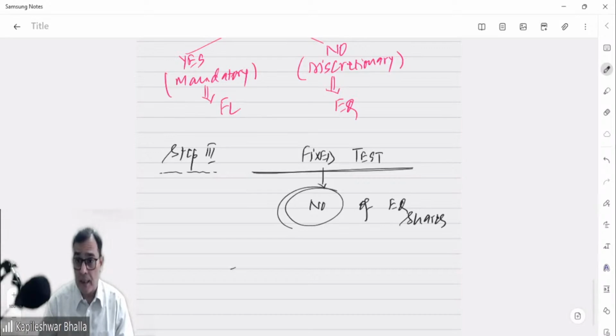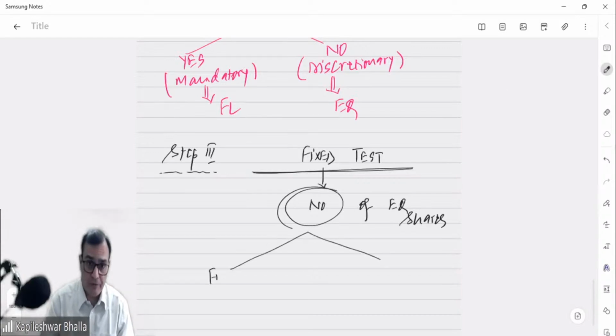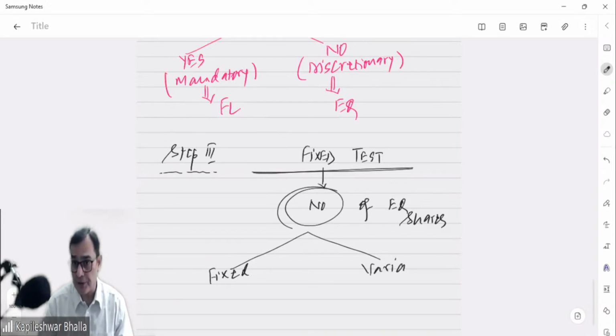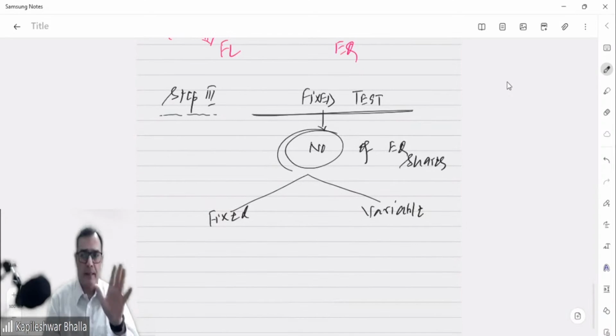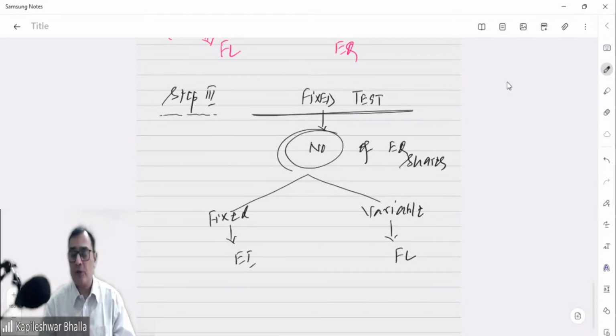So you need to decide, are you going to issue a fixed number of equity shares, or are you going to issue a variable number of equity shares? This step, of course, remains the same as what I gave you in draft one. So if you identify that the number of equity shares to be issued is fixed, then it is supposed to be an equity instrument. And if the number of equity shares is variable, then it is supposed to be a financial liability. So this is my draft two version, which is a three-step model to decide a financial liability or equity.